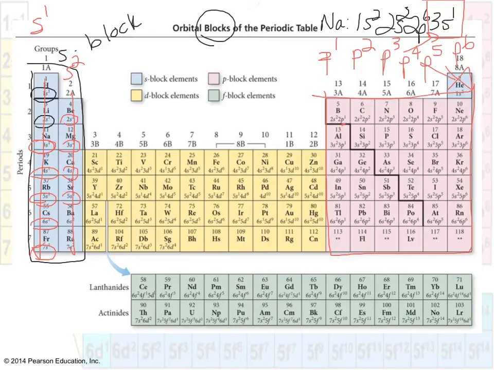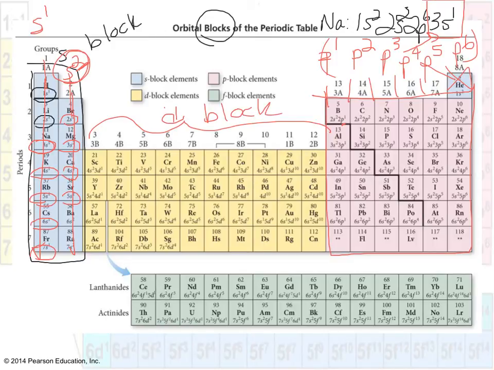Kind of interesting. Notice also that an S sublevel only holds 2 electrons, so there are 2 groups associated with it. A P sublevel holds 6 electrons, so there are 6 groups associated with P. D block, okay, a D sublevel holds 10 electrons, and there are 1, 2, 3, 4, 5, 6, 7, 8, 9, 10 groups associated with the D block. Guess how many groups are associated with the F block? Yes, there are 14 groups, just like there are 14 electrons that an F sublevel can hold.